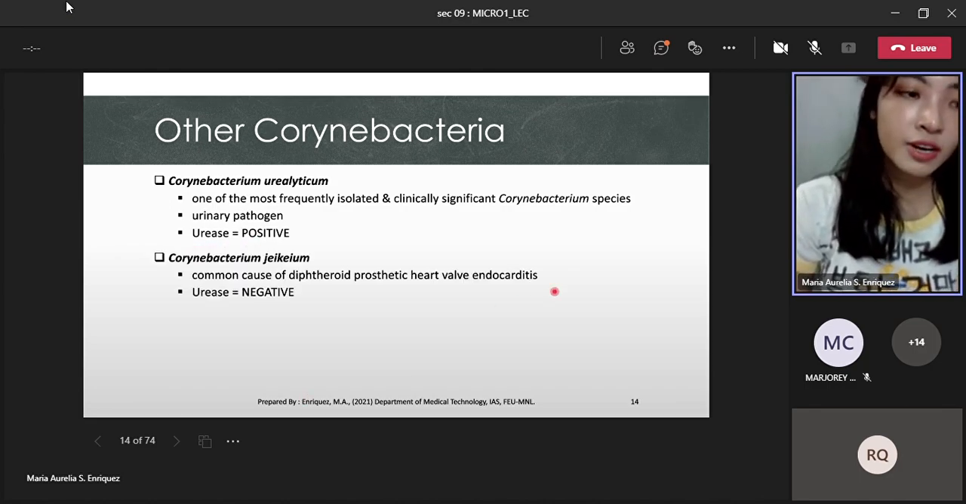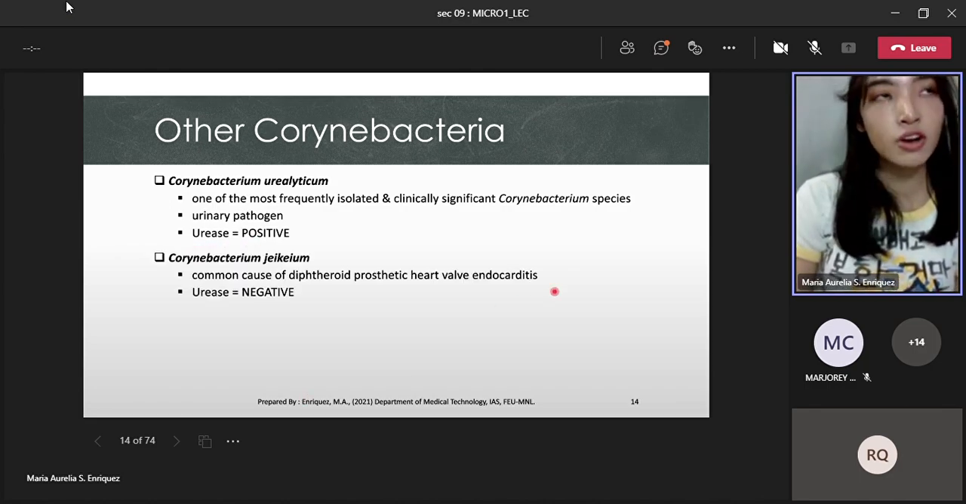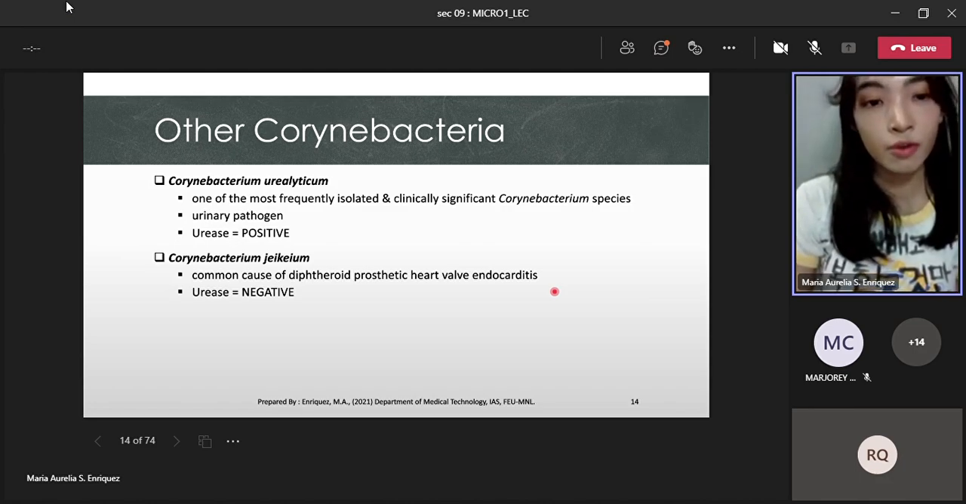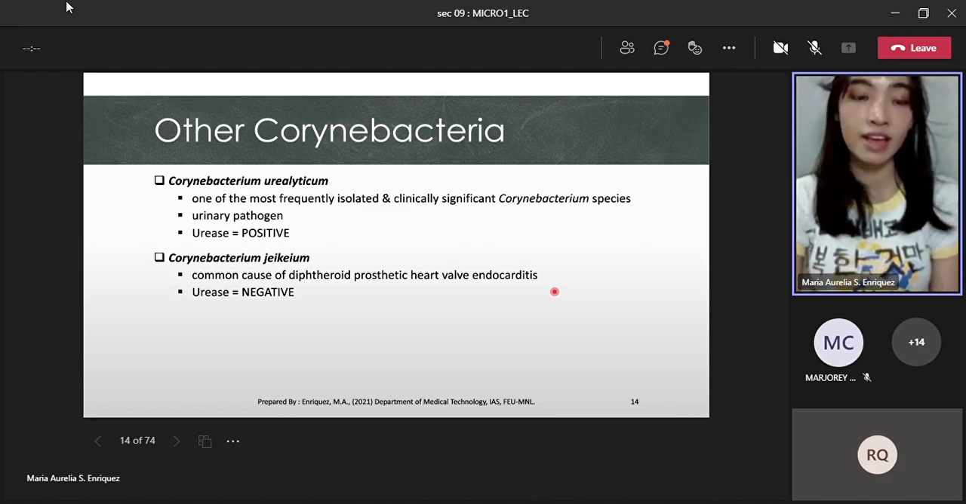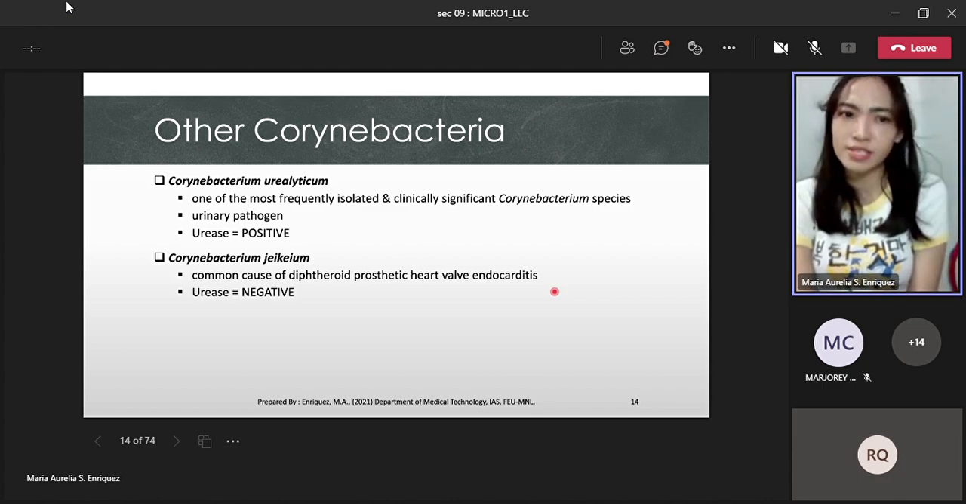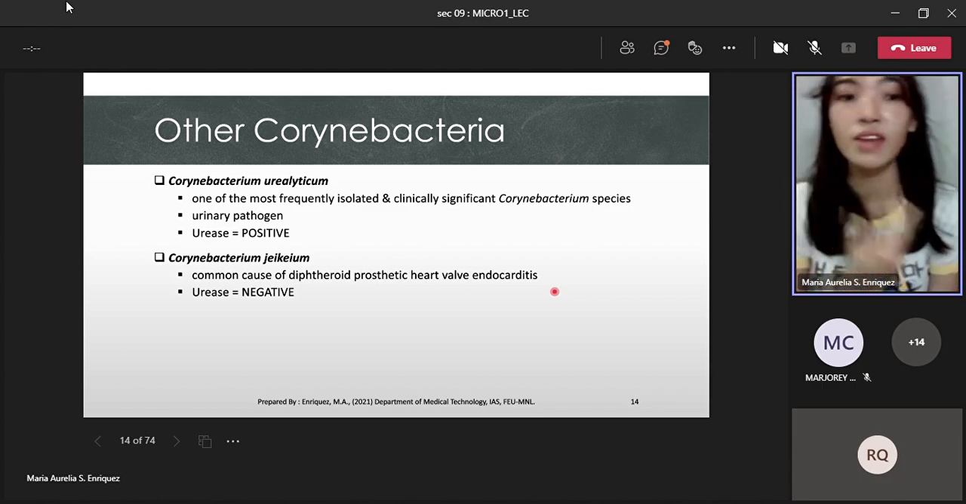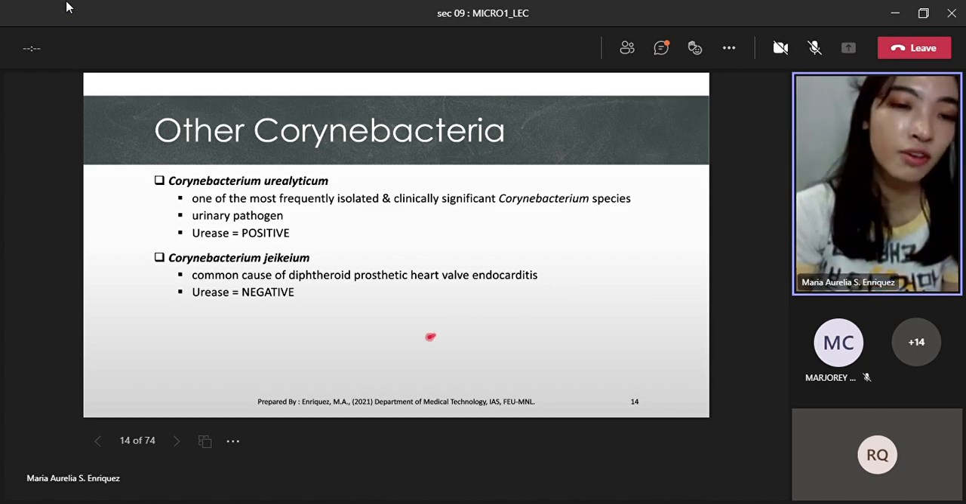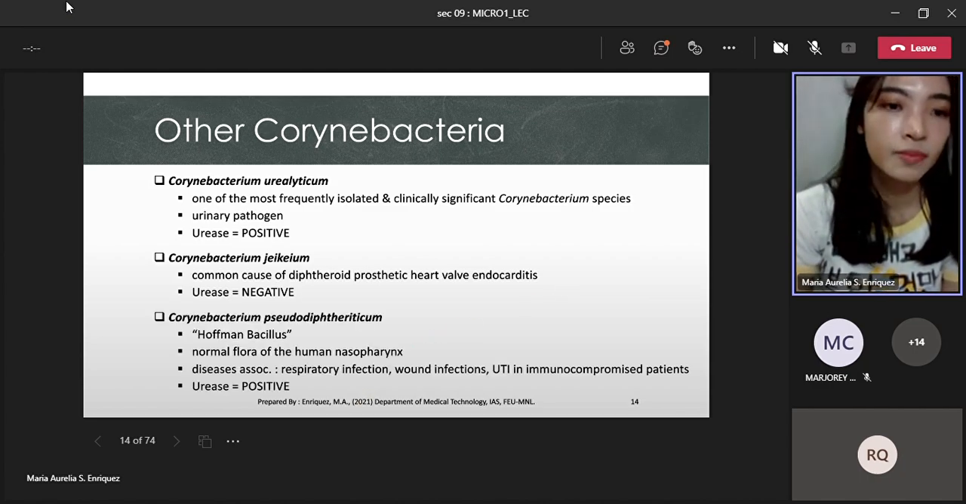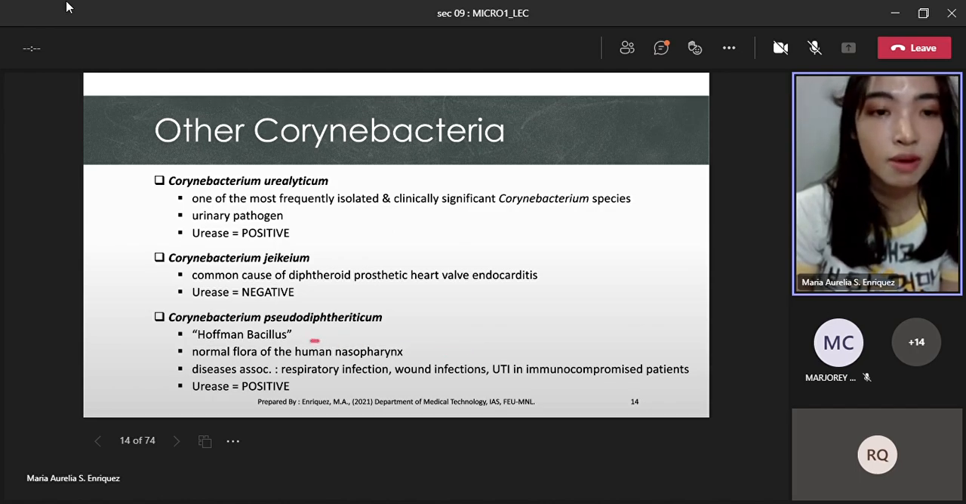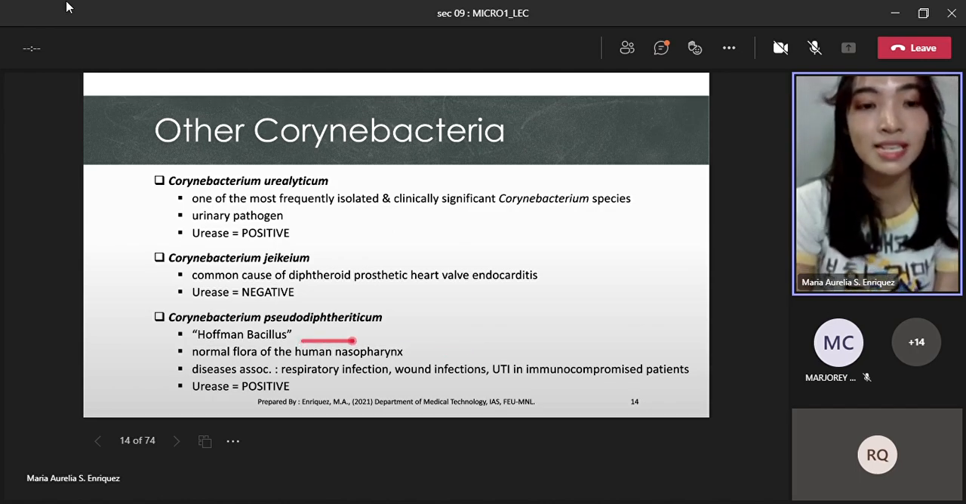Next is Corynebacterium jacqueum. This is a common cause of diphtheroid prosthetic heart valve endocarditis. So meron din pong species ng Corynebacteria na kayang magdulot ng prosthetic heart valve endocarditis. So that's for Corynebacterium jacqueum. And then the third one is Corynebacterium pseudodiphtheriticum, otherwise known as the Hoffman bacillus.